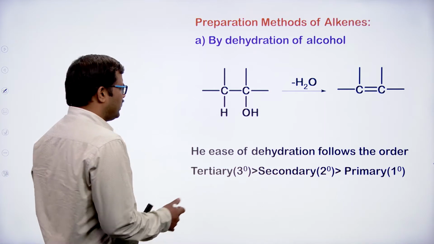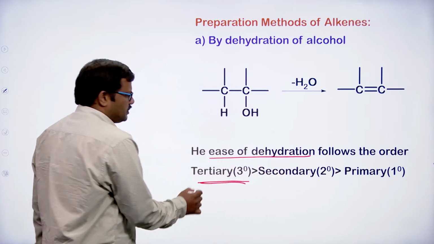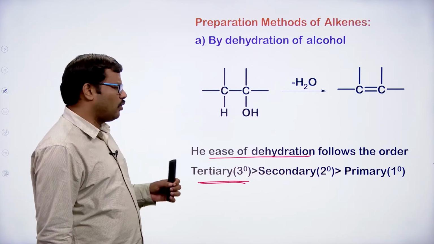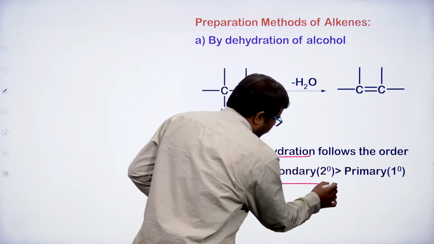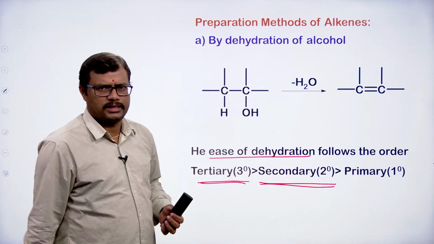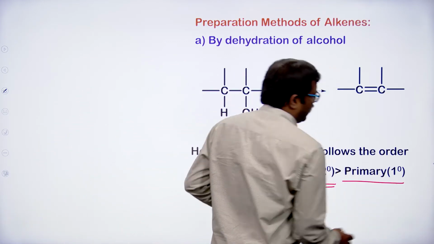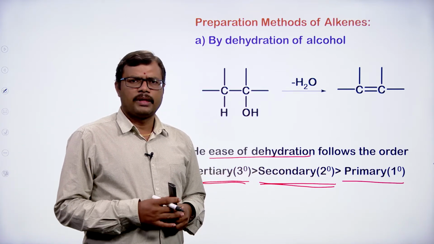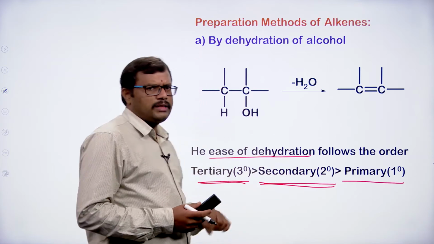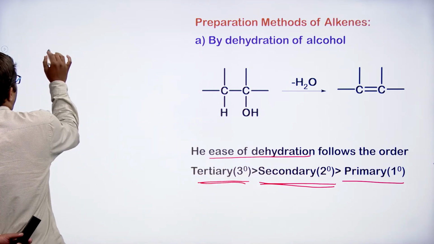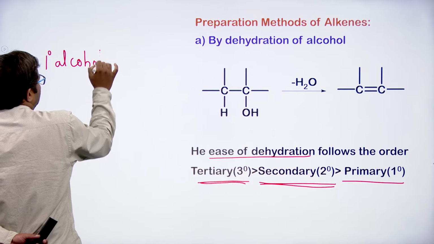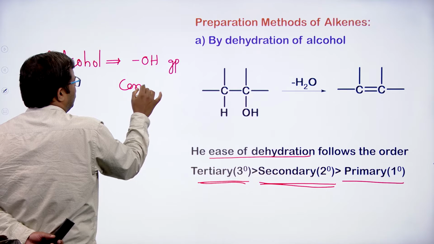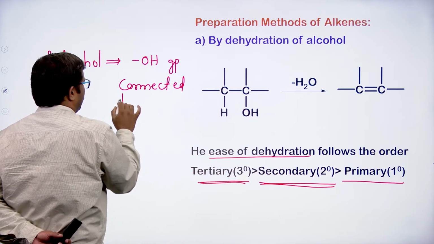If you observe the ease of dehydration, generally the alcohol which is tertiary in nature is going to lose the water molecule very fast, undergo dehydration very fast compared with the alcohol which is secondary in nature, and which is faster in dehydration compared with the primary alcohol. Again a question may arise in your mind, what is a primary alcohol, what is a secondary alcohol, what is a tertiary alcohol? So primary alcohol means the alcohol in which the OH group is connected to a primary carbon atom.